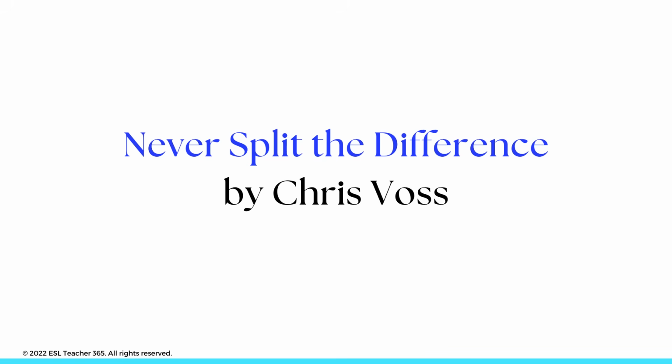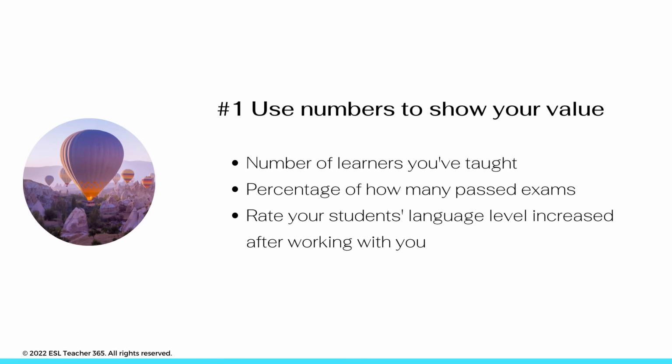And if you haven't read this book, then I highly recommend it before you start your negotiations. The first tip from his book is to use numbers to show your value. So as humans, we put a lot of value in numbers, so use these numbers to your advantage. You could talk about the number of learners you've taught, the percentage of how many have passed exams, or you could talk about the rate your student's language level has increased after working with you. Basically, any numbers that you can think of to use as examples.